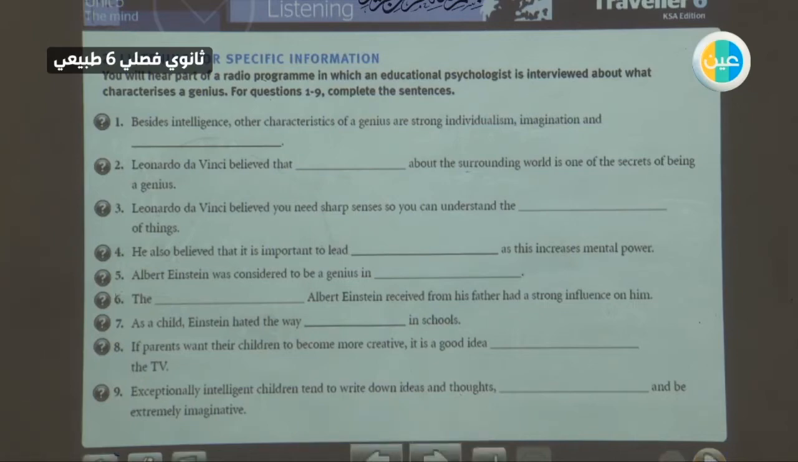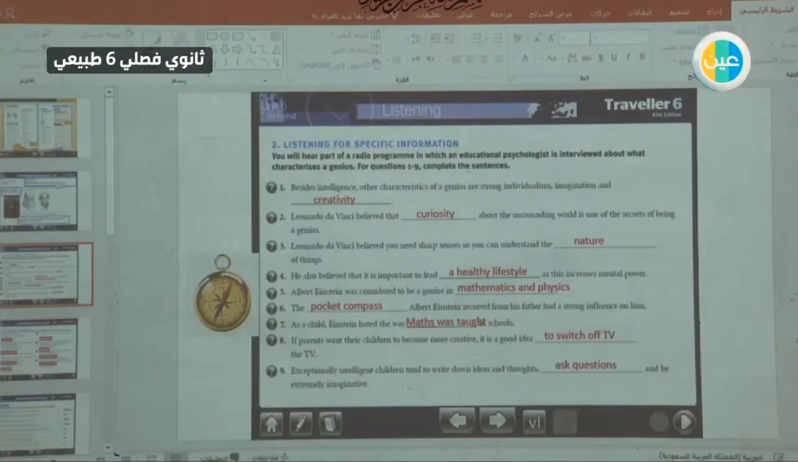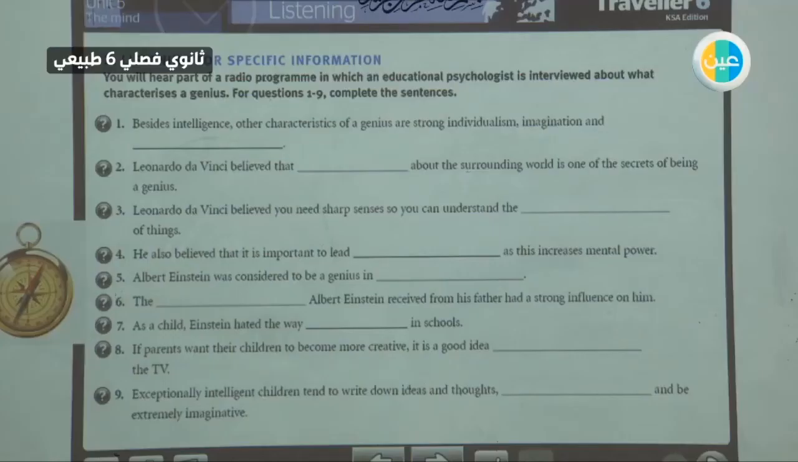Okay, so based on the listening that you listened to, let's start answering these questions. First, besides intelligence, other characteristics of genius are: number 1, strong individualism; 2, imagination; and 3, creativity, coming up with new things.